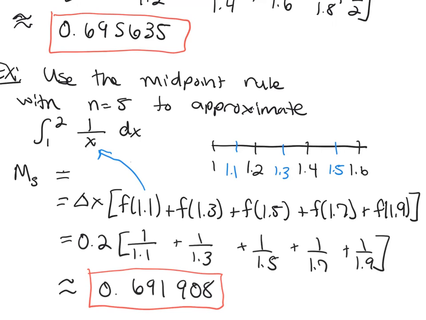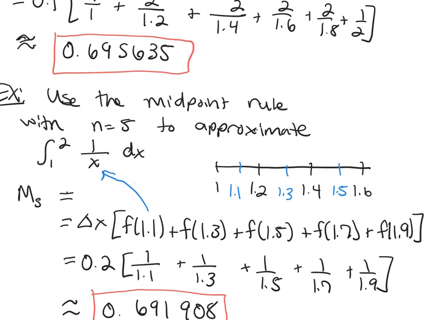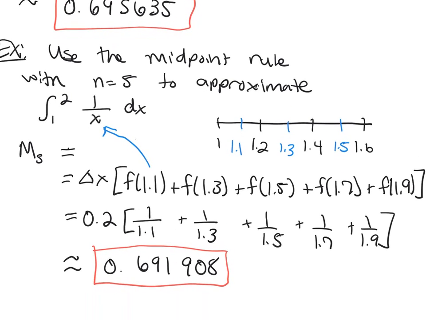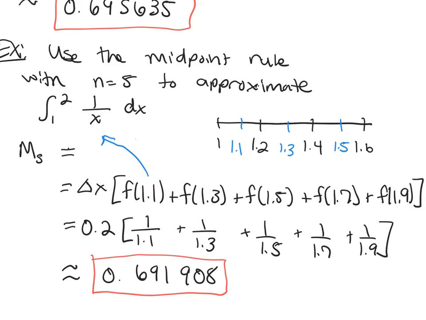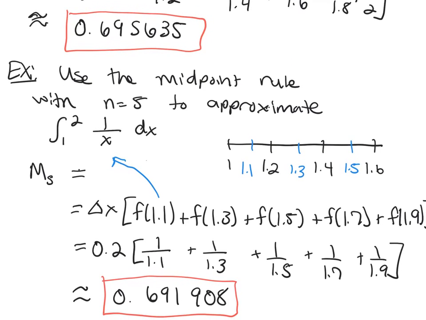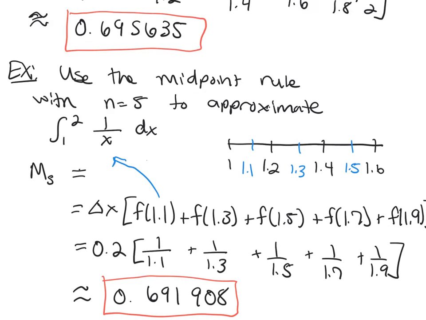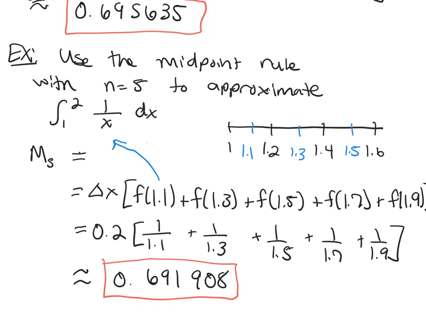So I just have two different approximations, right? I used the trapezoidal rule in the first one. So when we did that, we got 0.6956. And then when I used the midpoint, I had 0.691908. They're pretty close to each other, right? They're off by what? 0.004 from each other. Okay, so they're pretty close to each other.